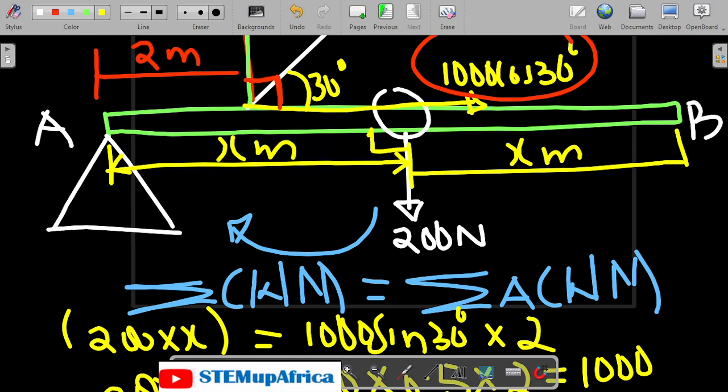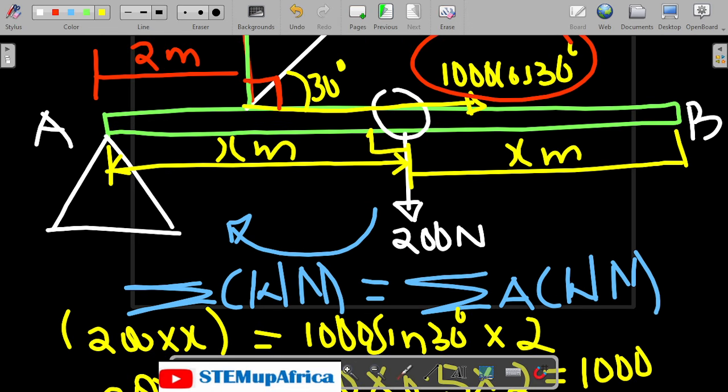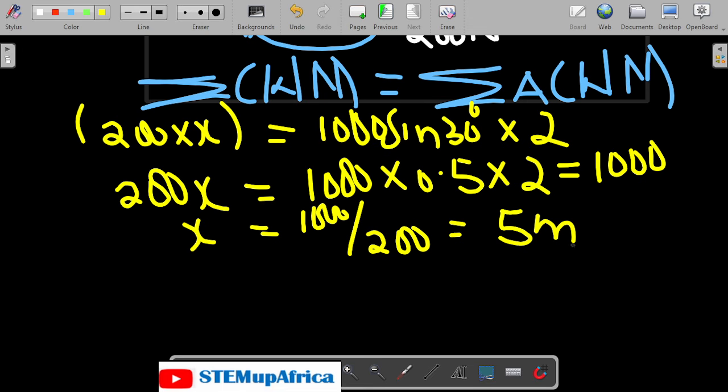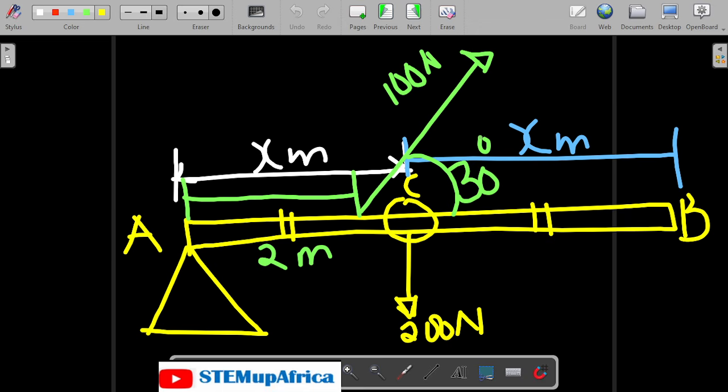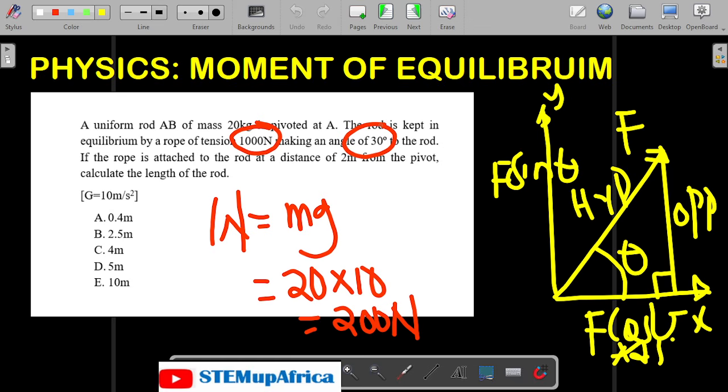So 5 meters is half the distance of the rod. We are asked to find the length of the rod, which is the distance from A to B. From A to B is now 2x. So line AB will simply give us 2x, which is 2 bracket 5. The answer is 10 meters. So the length of this rod is 10 meters. You go back to the options, you discover that it is option E.